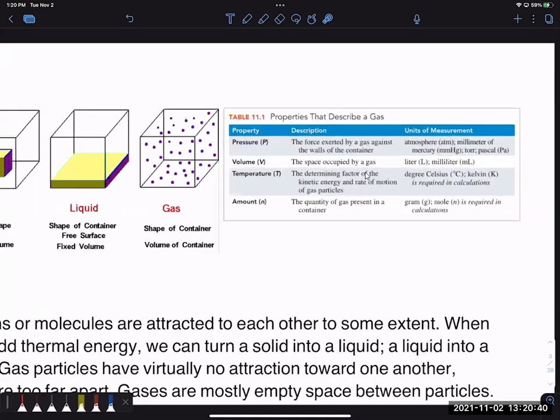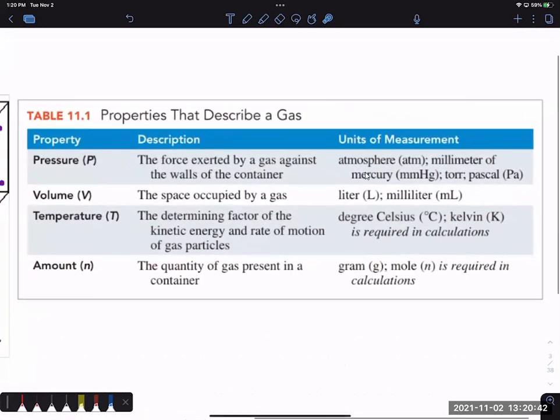So to make sure that we understand these different units that we're going to be working with, we have pressure, which is the force exerted by a gas against the walls of the container. You have the wall of a container. The pressure is related to the amount of particles that are hitting it per second and how hard they hit it per second.